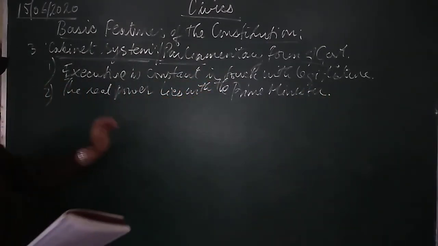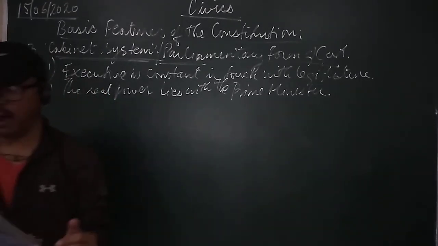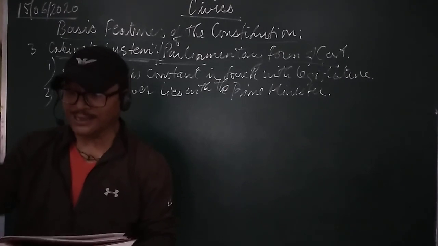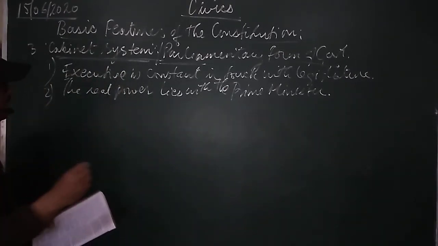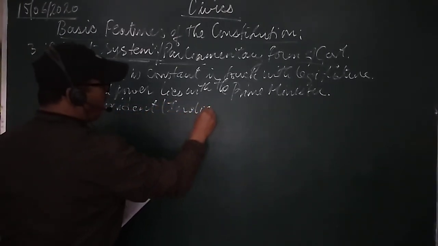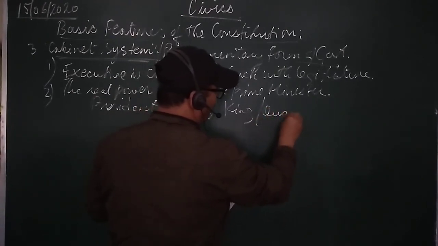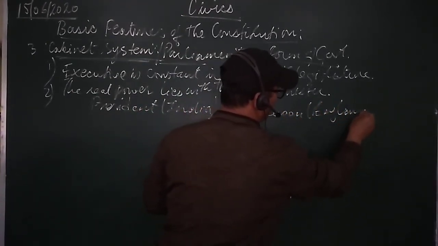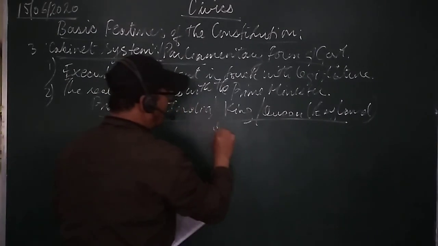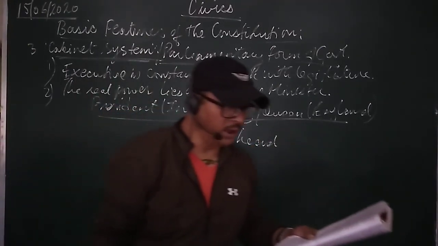Number two feature of the parliamentary form of government. In this type of government, the real power lies with the prime minister, while the president, as in India, or the king or queen, as in England, are only a nominal head of the state. Remember, when I talk about the president of India or the king or queen of England, they are just what we call a nominal head of the state.